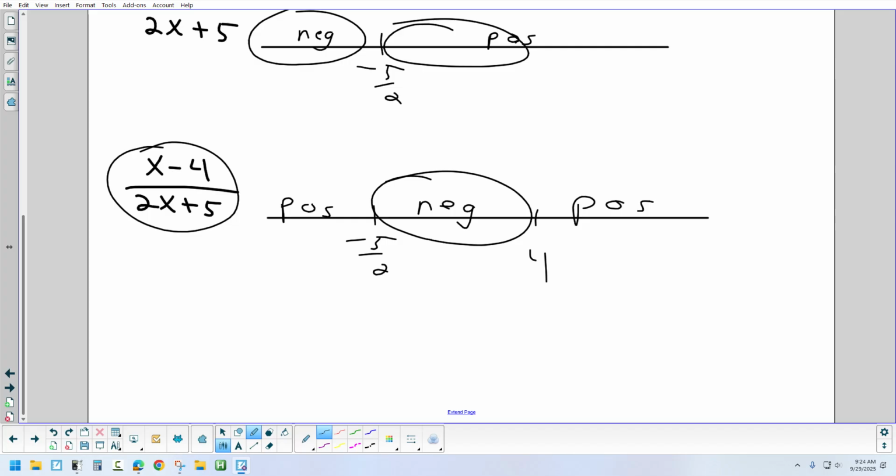It would be brackets negative 5 halves, comma 1 bracket. And what's your high value in the interval? Is that a negative 1? Or is that a 1? Or is it 4? Sorry. It's a 4. So put a 4 and then bracket or parenthesis.